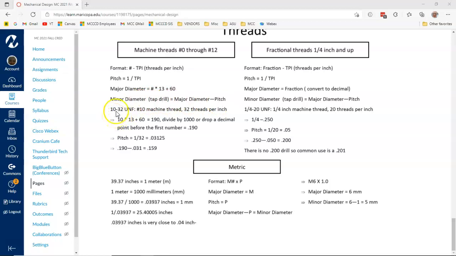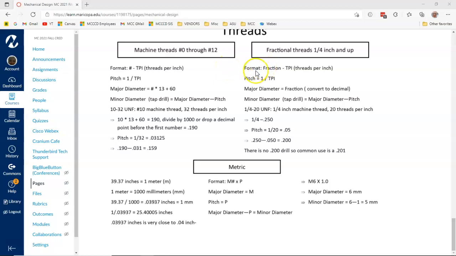So a 10-32, number 10 is the machine call out, and then 32 threads per inch. So 10 times 13 plus 60 equals 190. Divide by 1,000, or just drop a decimal in front of it. 190 thousandths is the major diameter. Pitch, 1 divided by 32, 0.03125. We'll just round that off to 0.031. So the minor diameter becomes 190 minus 0.031 equals 159. If we go back to the chart, we're going to see those numbers. So the important one here, the number times 13 plus 60.